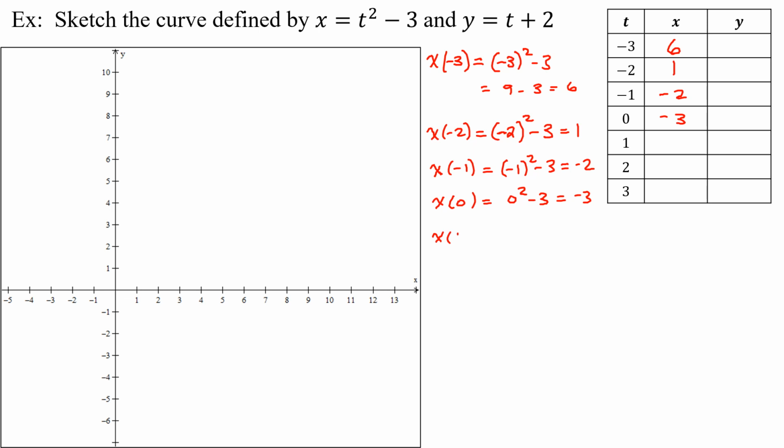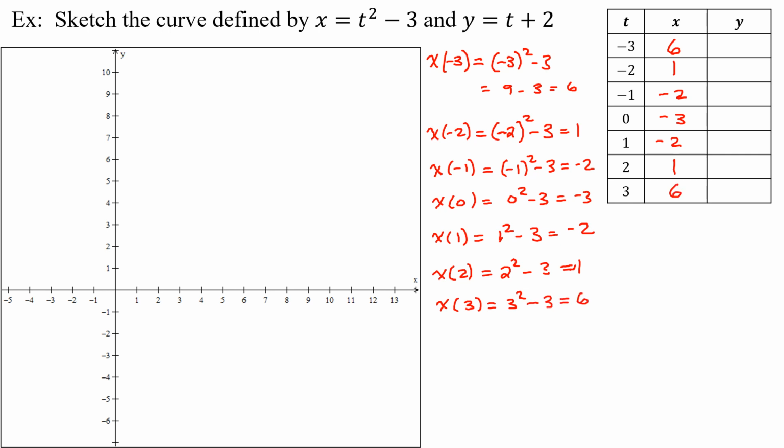If you plug in 1, you'll get 1 squared minus 3, which again should be -2. If you plug in 2, you'll get 2 squared minus 3, which again is 1. And if you plugged in 3, you would again get 3 squared, which is 9, minus 3, which is 6.